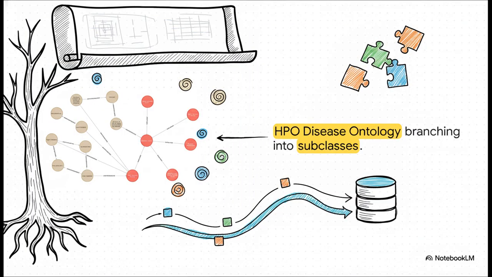Now, what's really interesting here is how an ontology acts as our foundational blueprint. Take a look at how the Human Phenotype Ontology standardizes disease branches. See how diabetes mellitus splits perfectly into subclasses like type 1, type 2, and maturity onset? Having this kind of standard vocabulary is exactly what lets us cleanly map a bunch of messy, heterogeneous data sources into the same universal concepts.